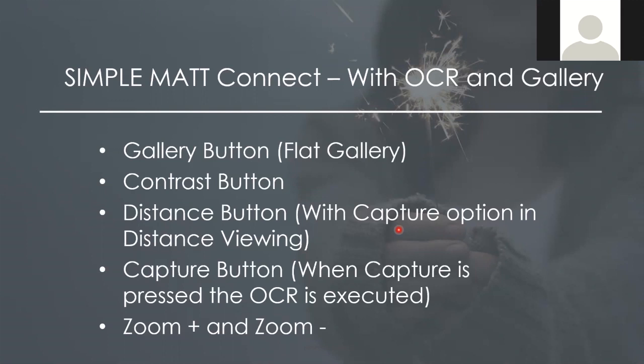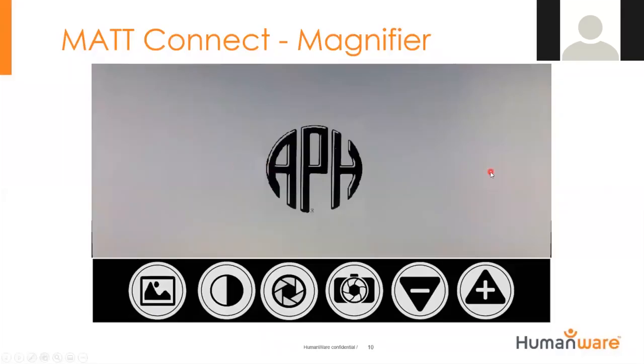You have a contrast button. You have the distance button with the option of taking, again, captures. And you have a capture button. Once the capture button is pressed, the OCR is done automatically and the results will be stored in the gallery. And then you have the zoom in and the zoom out buttons. This is what it looks like. We've added 2 more buttons to the interface.